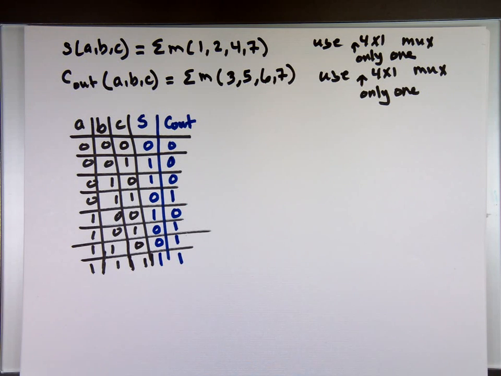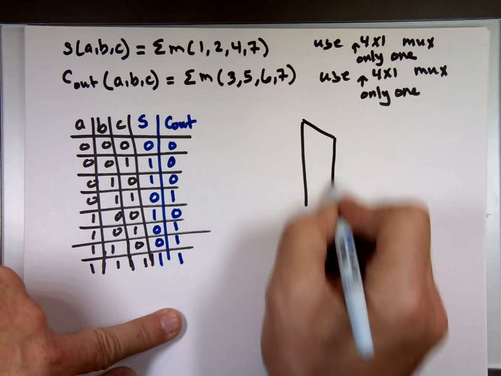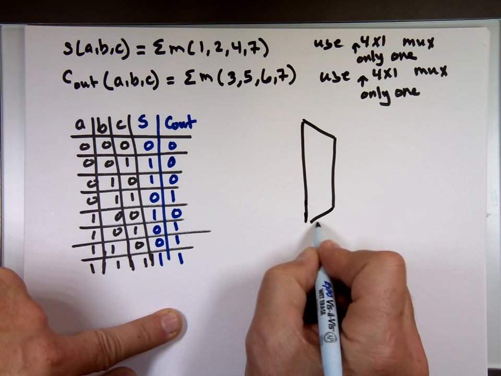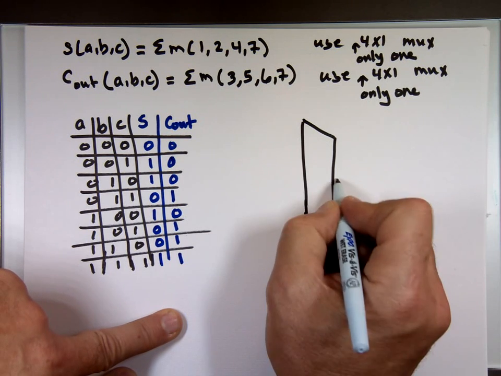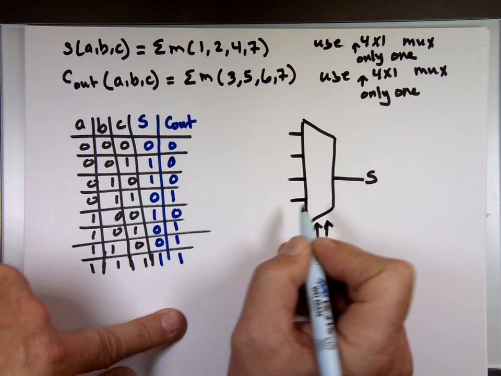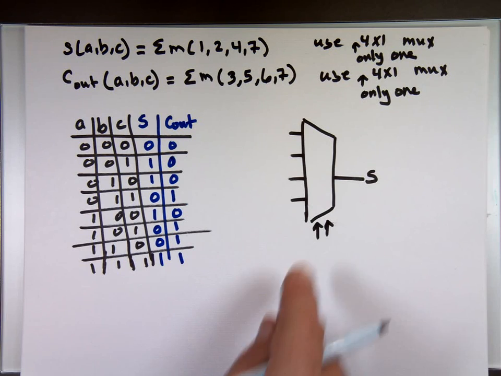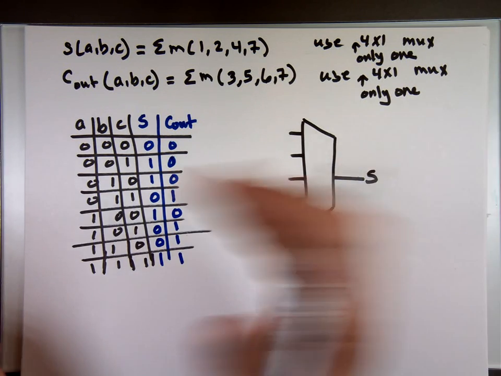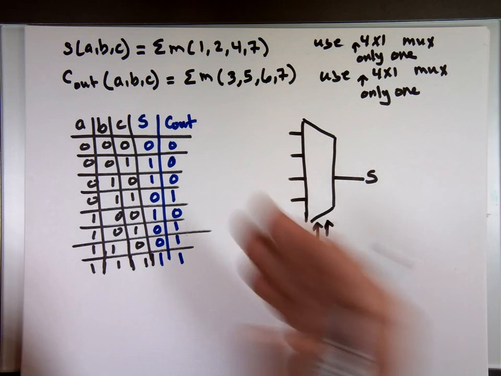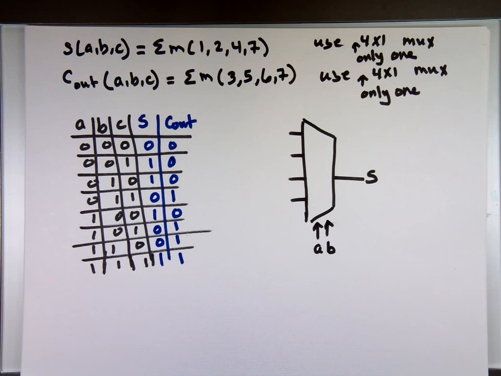Now, let me look at the sum. I'm going to use a 4 by 1 for the sum for now. So I have 2 control signals, because it's 4 by 1, and I have 4 inputs. I can use anything I want as my control signals: A and B, A and C, or B and C. I'm going to choose A and B, and my reasoning is that it is easier on my eyes.